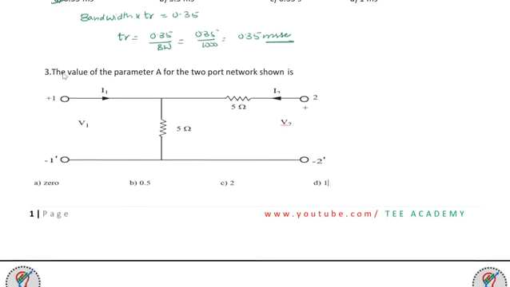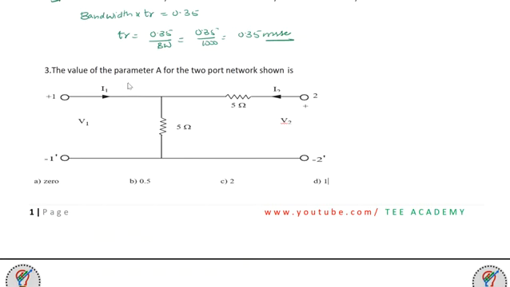Next one here. The value of parameter A for the two-port network shown is, we need to find the ABCD parameters. We need to find the A parameter here. Now solve the problem. Okay, so the answer is 1 here. I will explain why the answer is 1 here.